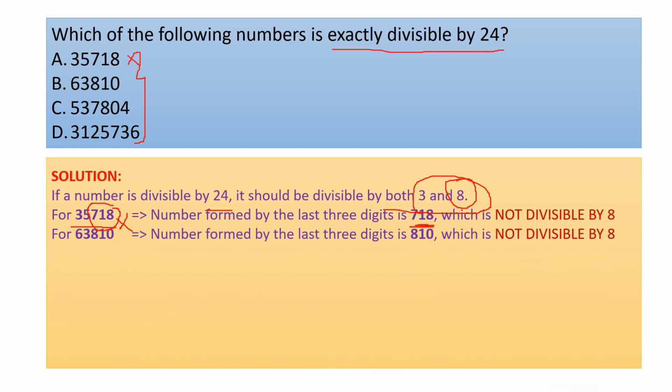Then we are checking option B. The number formed by the last 3 digits is 810, which is also not divisible by 8. So this is also not divisible by 24. So option B is also not correct.